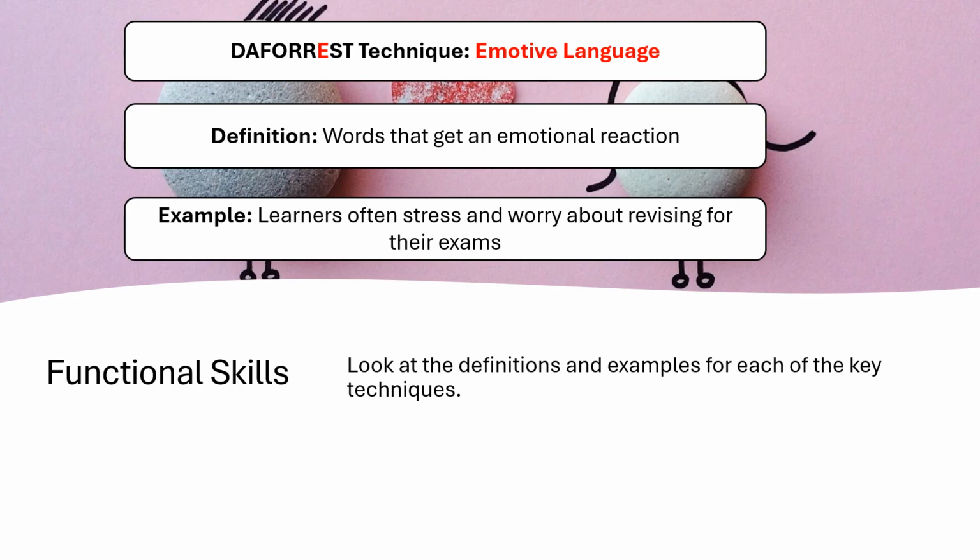So an example would be, learners often stress and worry about revising for their exams. The words there that would class as emotive are words like stress and worry because they're emotionally charged words. We know that if people are feeling stressed or if they're worrying about something on an emotive level, that is quite a negative thing, and therefore that would class as emotive language.